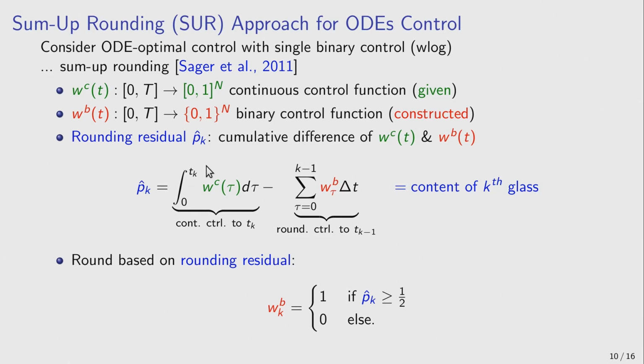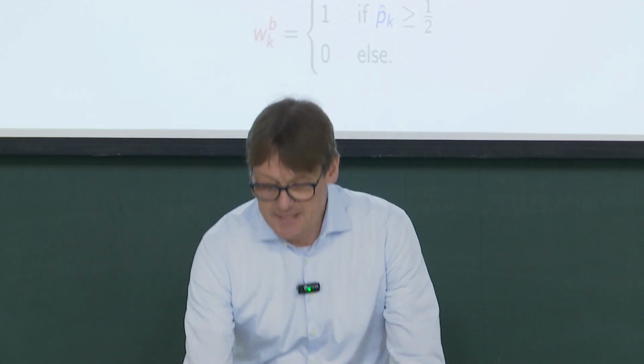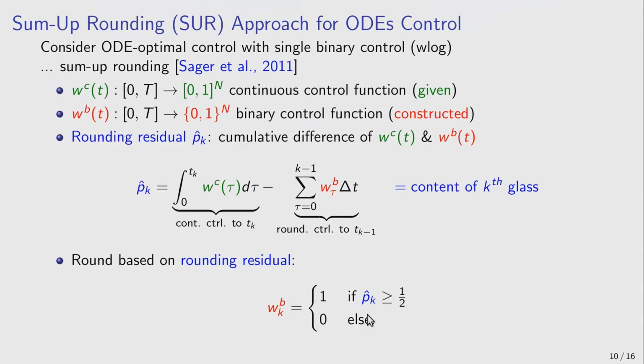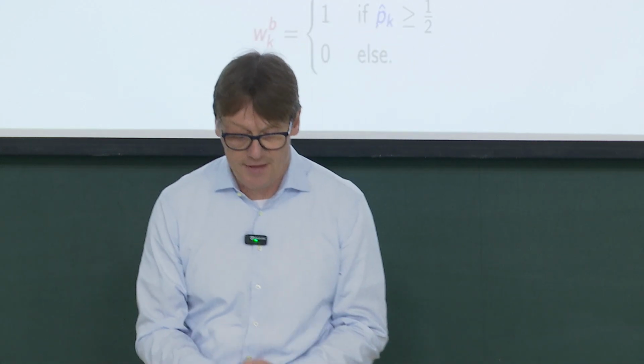So we integrate forward up to the time step tk the amount of liquid that was in all the glasses up to that point, and we subtract from it what we had rounded up to the time step tk minus 1, the previous one. So what's left here, this rho k, is whatever is left in the current glass that you're looking at. And then the threshold is, it's greater or equal. If it's greater or equal to a half, I round it to 1. Otherwise, I round that glass to 0. So there's no randomness here in this algorithm. You could introduce some randomness, I think.